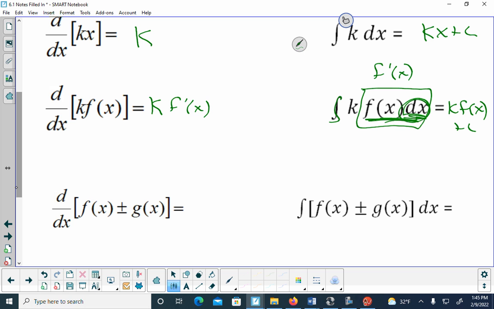So if I'm taking the derivative of f of x plus or minus the derivative of g of x, you know that you can separate those, right? Yes? Yes. So the antiderivative would be the derivative of the sum or difference of the same. It's the same. I don't know how else to say it. Like you can separate antiderivatives just like you separate derivatives. That's what that's trying to tell you. Okay, moving on.